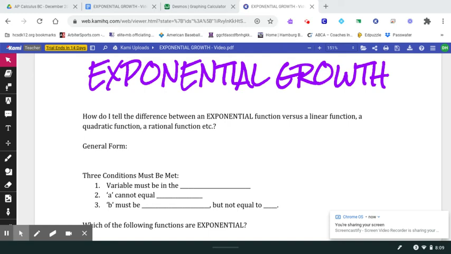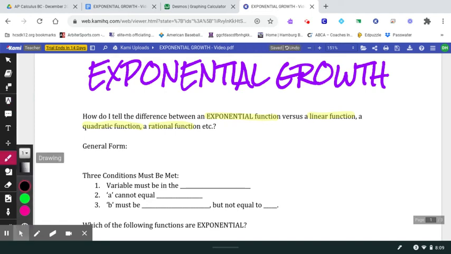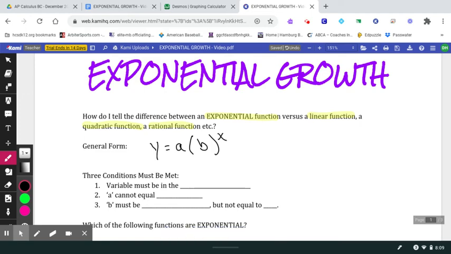So the first thing is, how do we tell the difference between an exponential function versus a linear function or a quadratic function or a rational function or really any other type of function we've experienced up till now? The general form of an exponential function says y equals a times b raised to the x. Of course, the x and the y are your variables, and the letters a and b are what we call constants. They just represent numbers.